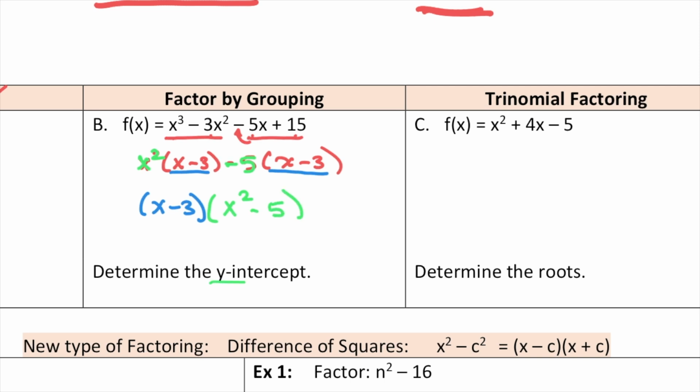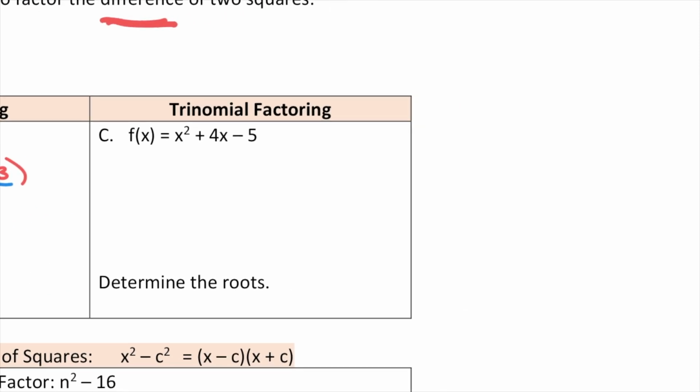Now when you find your y-intercept, just remember that you're going to let x equal 0. And once you let x equal 0, you will find that y-intercept. The third type of factoring that we've been practicing is trinomial factoring. You will see that you have 3 terms, and your terms are written in descending order.